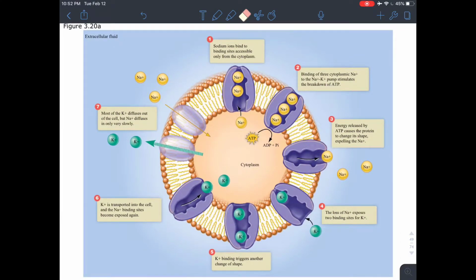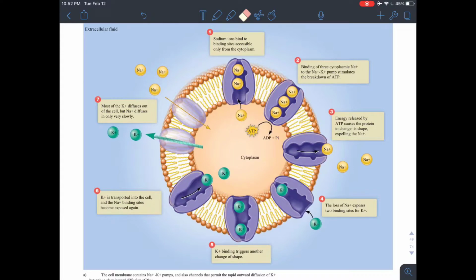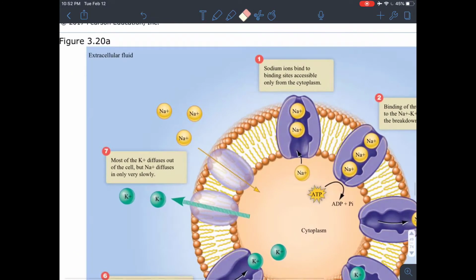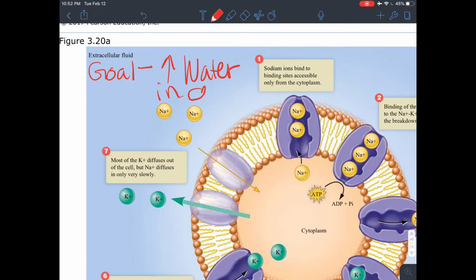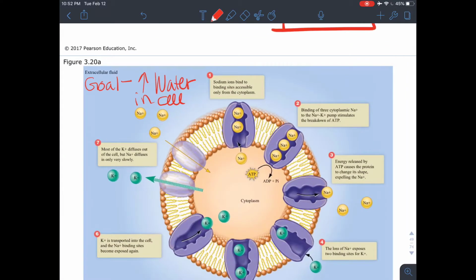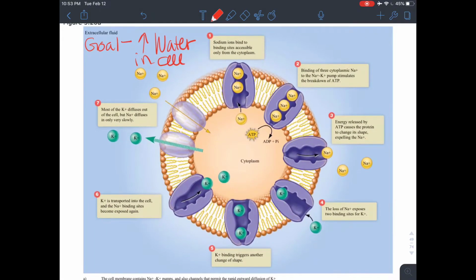So for whatever reason in this example, we want to bring water into the cell. The goal here in this example is to bring water in. I'm going to write that here so we can remember. We'll say the goal is to increase water in the cell. Okay? We're going to increase water in the cell. My sloppy writing on my iPad here, but I think you can follow.